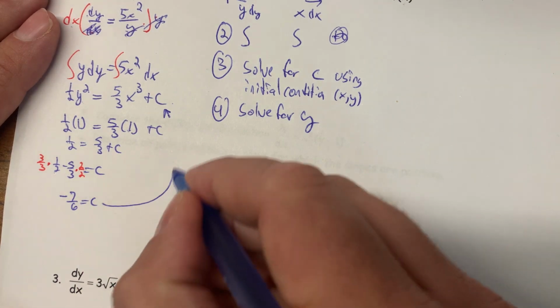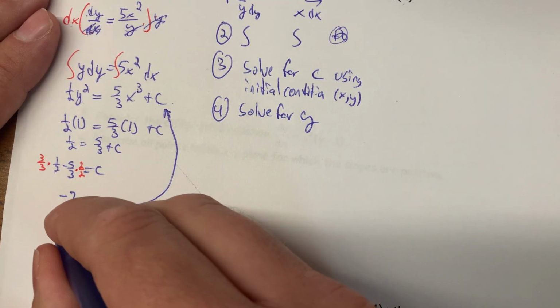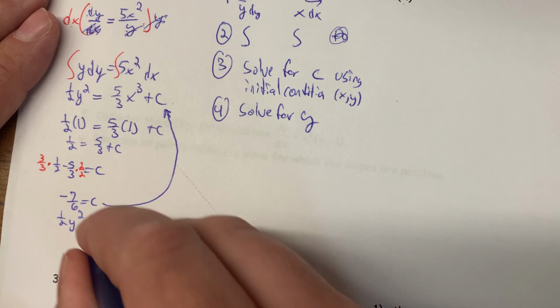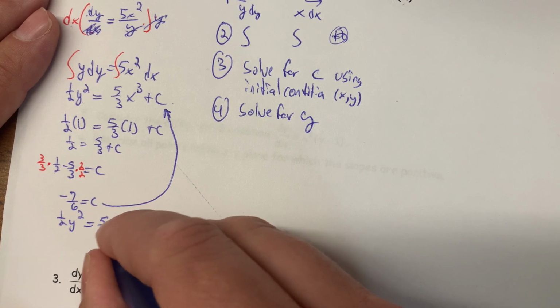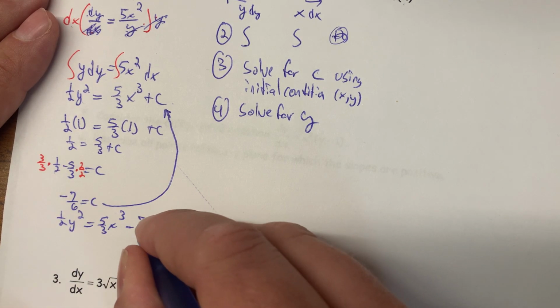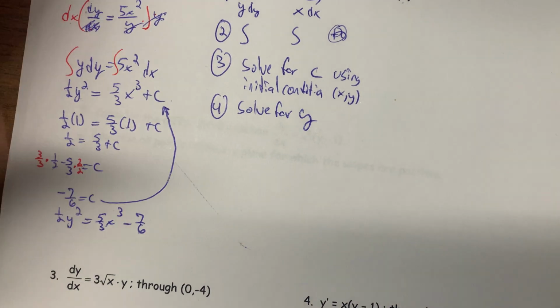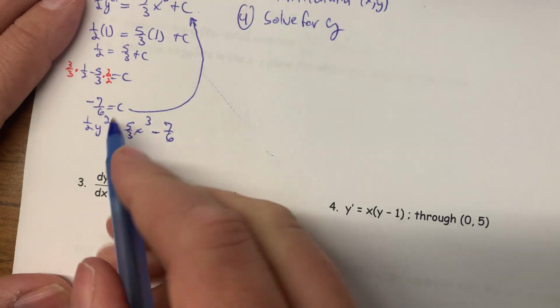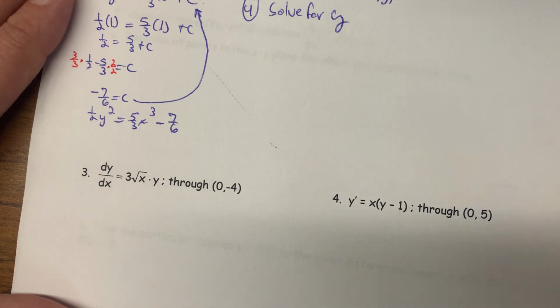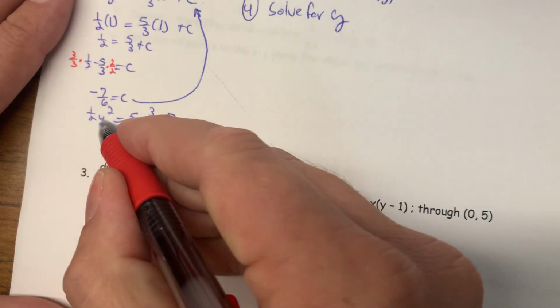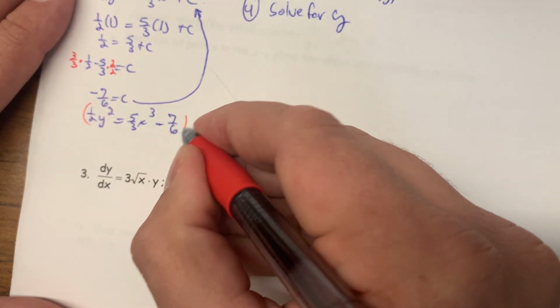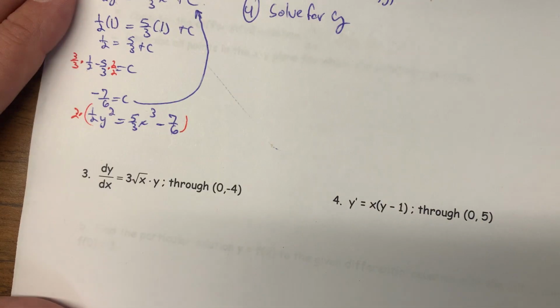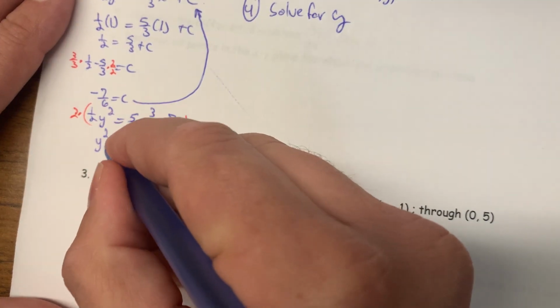And so now we can plug that back in to our c and get 1/2 y squared equals 5/3 x cubed, and the c is -7/6. That's another point for solving for c. The last step is always solving for y, so we need to do some algebra and solve for y. Y is getting squared here and multiplied by 1/2, so we need to multiply by 2 first to get rid of the 1/2.